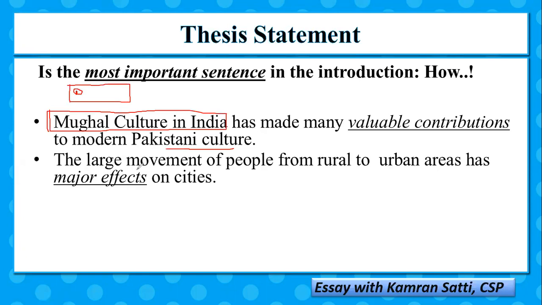Another example: the large movement of people from rural to urban areas has major effects on cities. Okay, now this states that urbanization has major effects on cities. Our main topic was urbanization, but what specifically we are going to talk about is its effects on cities. I hope it is clear what I mean when I say that the thesis statement is the most important sentence or sentences, 3 to 4 sentences of your essay, because they define the scope of your essay.